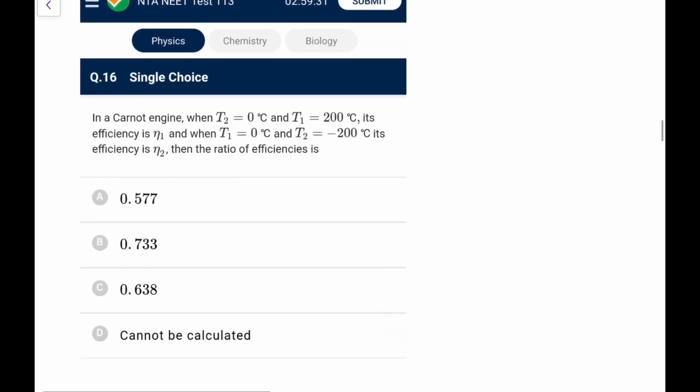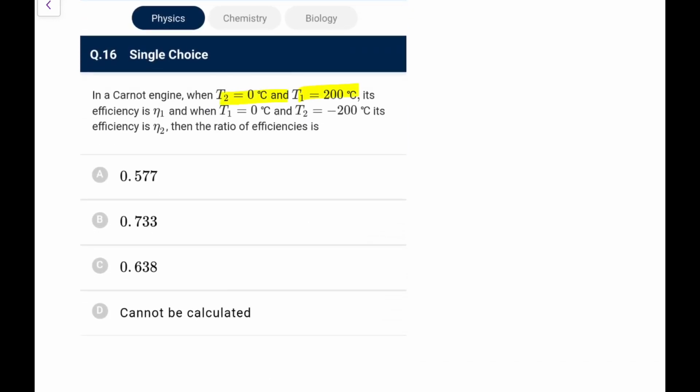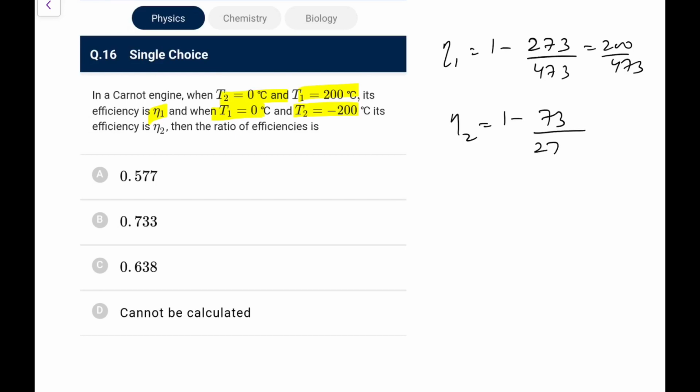Next one. In a Carnot engine, when T2 is 0 and T1 is 200 degrees Celsius, not Kelvin, efficiency was eta 1, and when T1 is 0 and T2 is minus 200, it is eta 2. The ratio is, in the first case, it would be 1 minus Tc by Th. Tc is 273 upon you have 473. So it is 200 by 473. In the second, it would be 1 minus 73 minus 200, and 0 means 273. So it is 200 by 273. So the ratio is 273 over 473, so it would be definitely greater than 0.5.